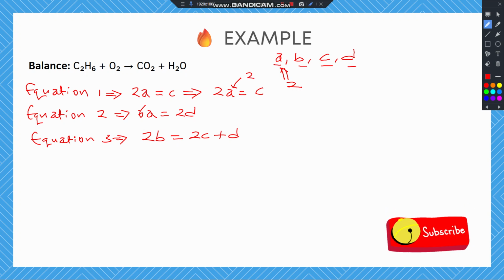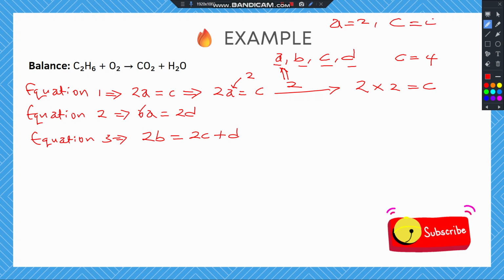So anywhere we see A, instead of putting A, we put 2. So the equation now becomes 2 times 2 equal to C. So therefore, C is equal to 4. So now we have A equal to 2, C equal to 4.